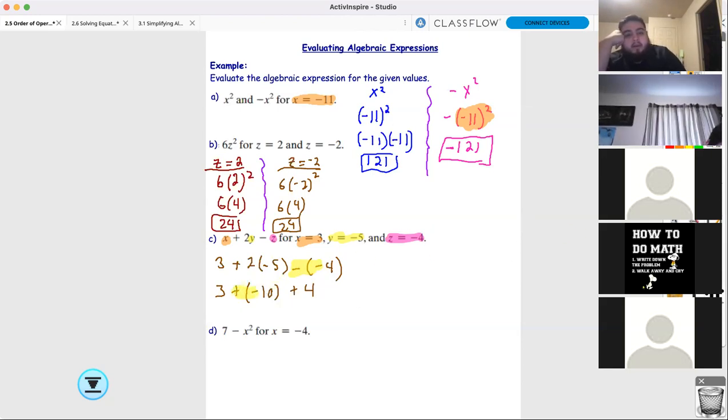And now we have a plus negative. Remember earlier, I was saying, what's a plus a negative? A plus a negative is minusing. So we're doing 3 minus 10 plus 4. Now we have to add and subtract from left to right. Well, we have $3 in our account. We spend 10, so now we owe -7. We deposited $4, so now we owe -$3 and we're done.